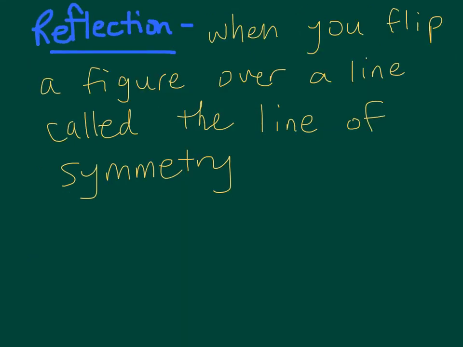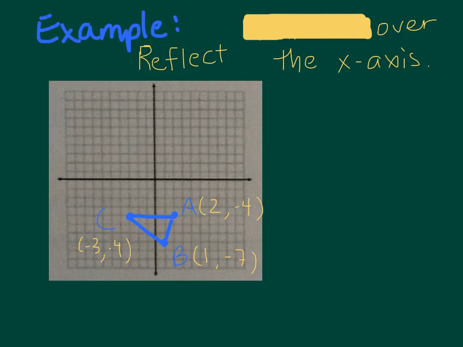So now let's look at what a reflection is. Again, a reflection is another type of transformation. A reflection is when you flip a figure over a line called the line of symmetry. The lines of symmetry that we're going to look at today are the x and y axis. Those aren't the only lines of symmetry, but that's what we're going to look at in our examples. So let's look at an example if we're going to reflect this triangle over the x-axis.